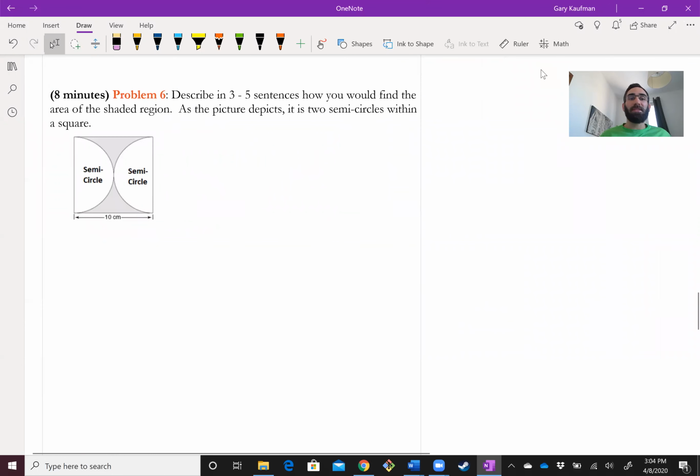Okay, problem 6, describe in 3 to 5 sentences how you would find the area of the shaded region. Notice I'm not asking you to actually do it. Just describe how you would accomplish this task. Go ahead.